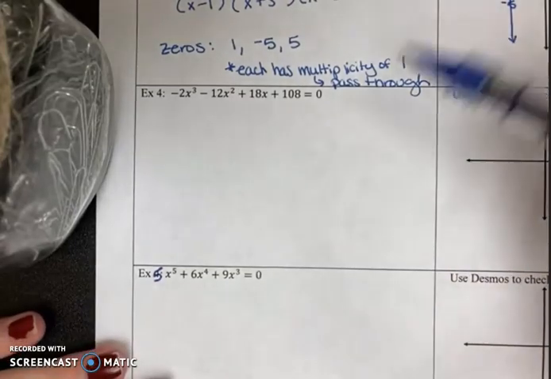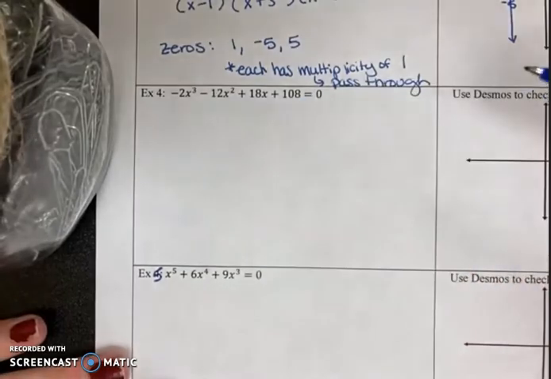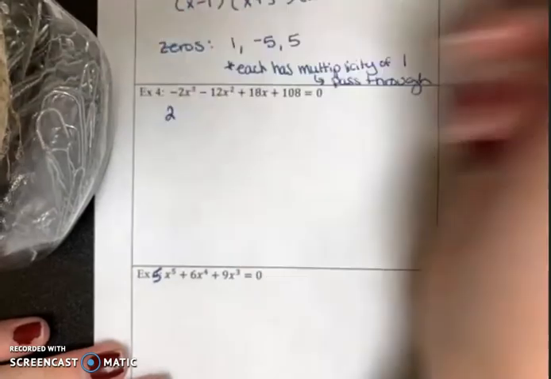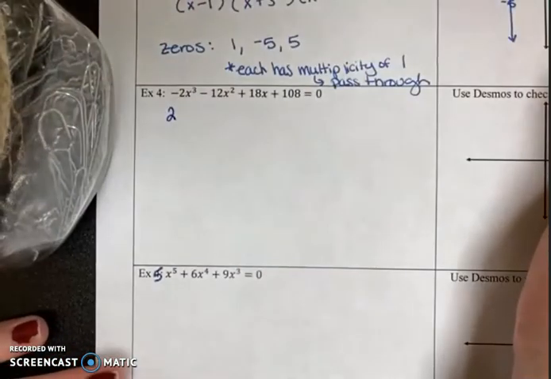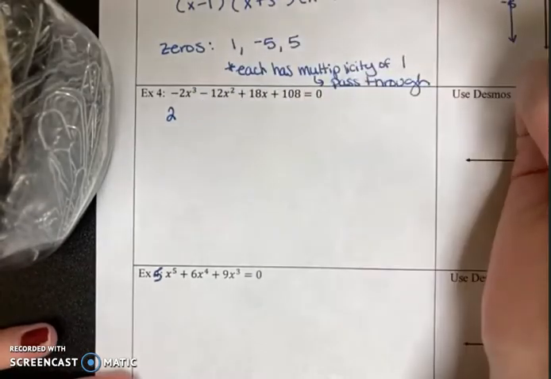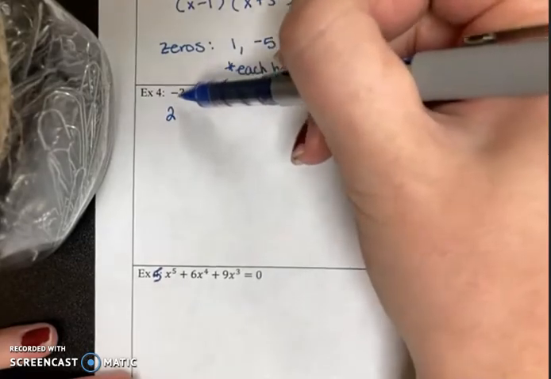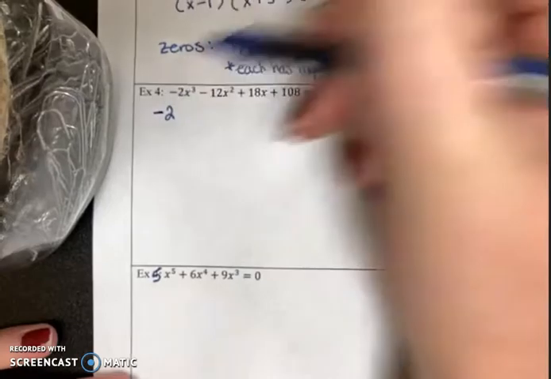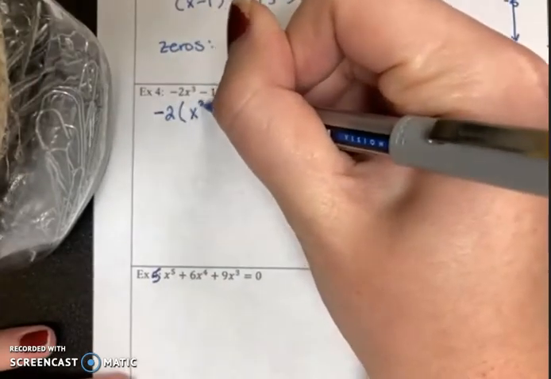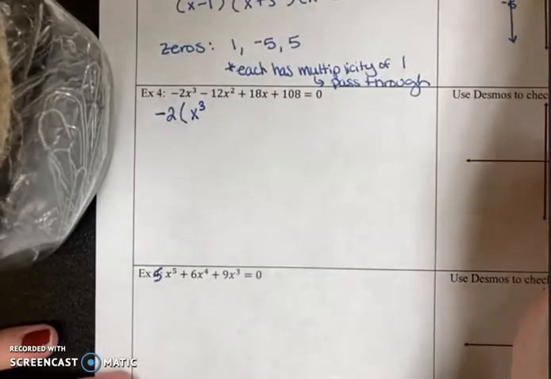Example 4, when I look at this polynomial function, remember the first thing that you should always do is check for a GCF. And there is a GCF of 2. Now I do want to mention, and this was a common mistake that I've seen in the past, we would like this first term to be positive. So if this is a negative 2, I should pull out that negative 2 to make it a positive 1x squared after pulling out the GCF.